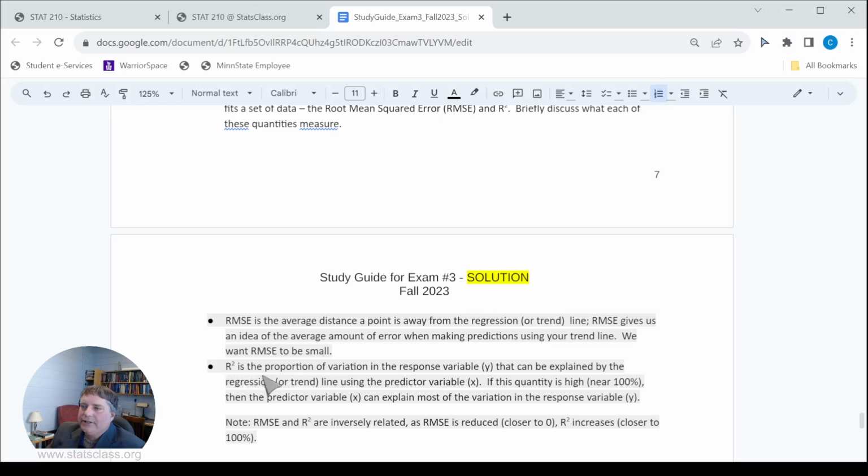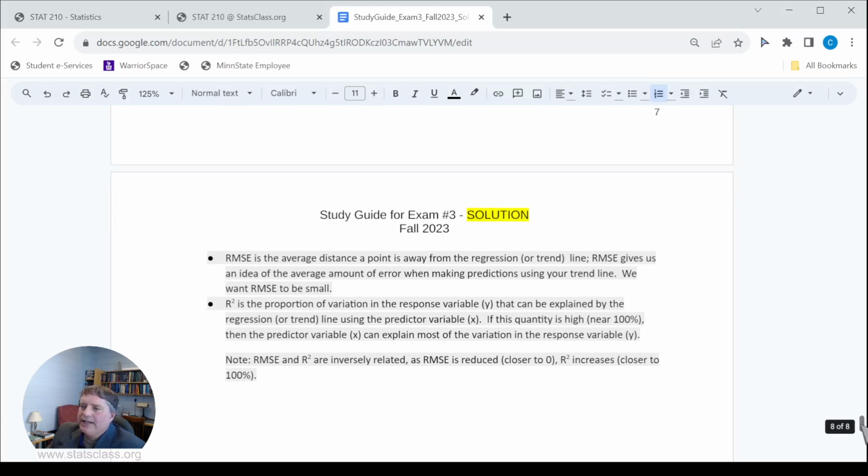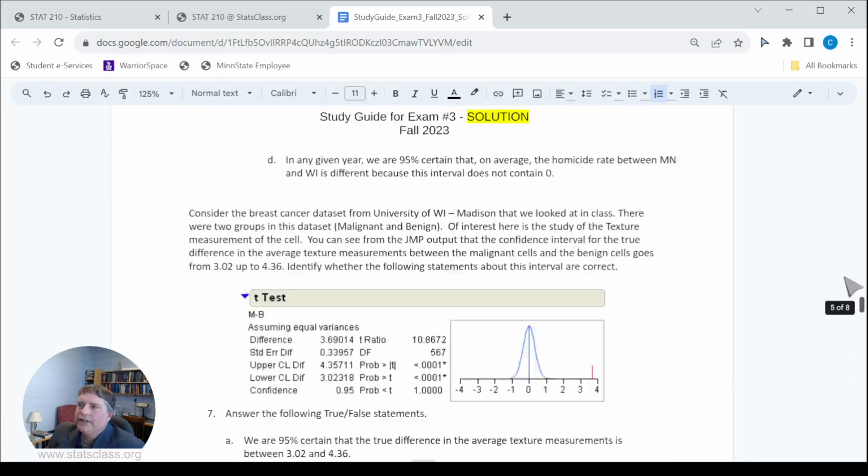R squared is actually a proportion, so that's going to stick between 0 and 100%. It's always a percent or a proportion. It is just the amount of variation that can be explained using our trend line and the predictor variables. So these are really just definition questions, and then can you tell me the difference between those? We talked about this in class, but as RMSE is reduced, then my R squared is going to go up. So that's just kind of a definition question there to end with, it looks like.